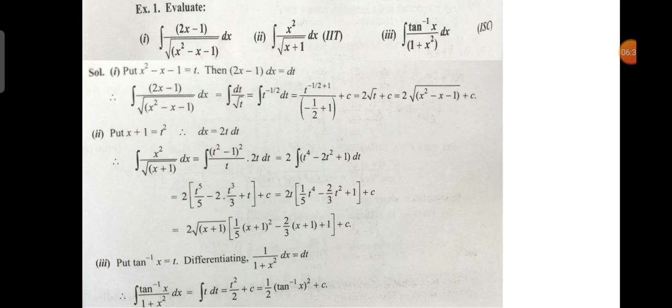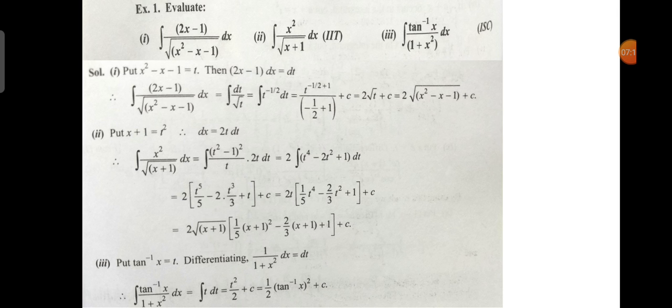Okay, and examples have been given. How will you let t as a function? First question is the integral of 2x minus 1 by root of x square minus x minus 1. Here the denominator is a square root, and the term inside the square root you can let be t. Then (2x minus 1) dx is dt. Then you can easily put 1 by root t dt. Yes, so the integration becomes very easy.